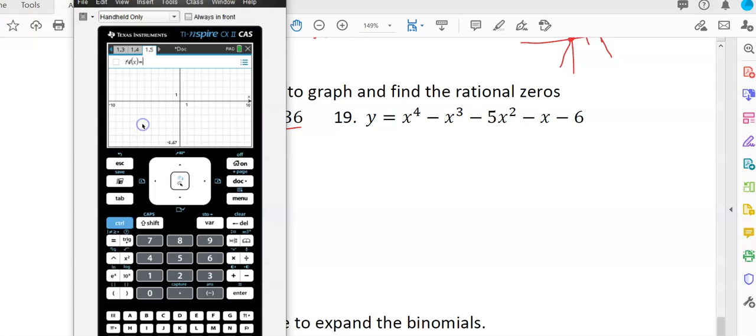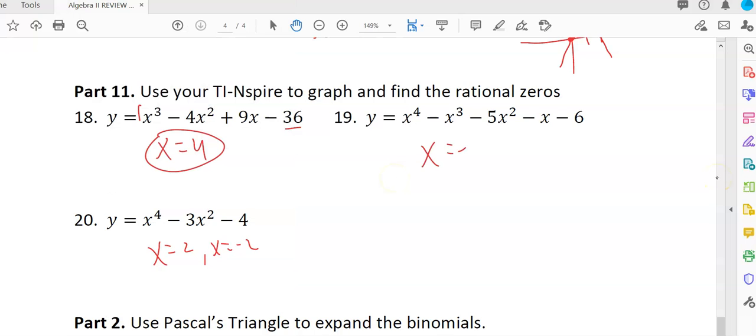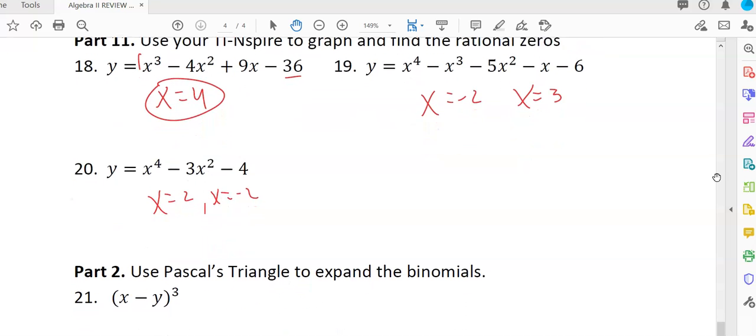And the last one there. Okay, so x to the fourth minus x to the third minus 5x squared minus x minus 6. Wow, these are just easy, right? Menu 5, 1, negative 2, and it looks like 3. Negative 2 and 3. Okay, so x equals negative 2 and x equals 3. That's all it said, just find the rational zeros.